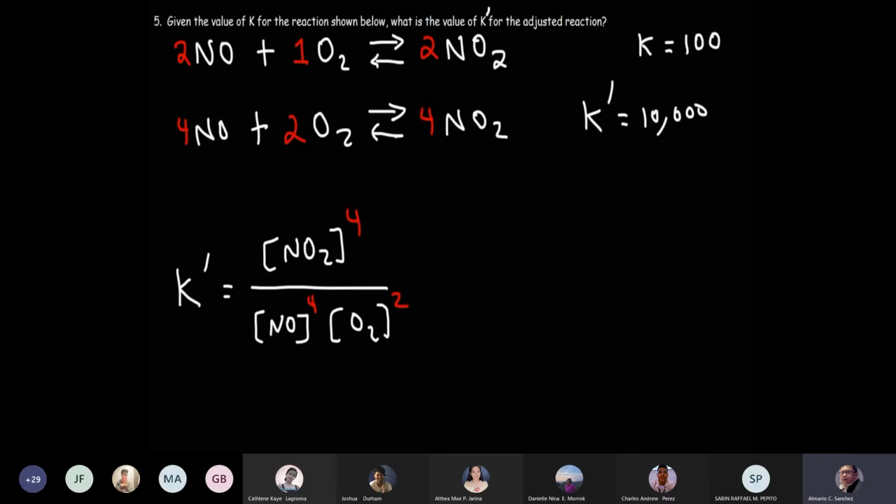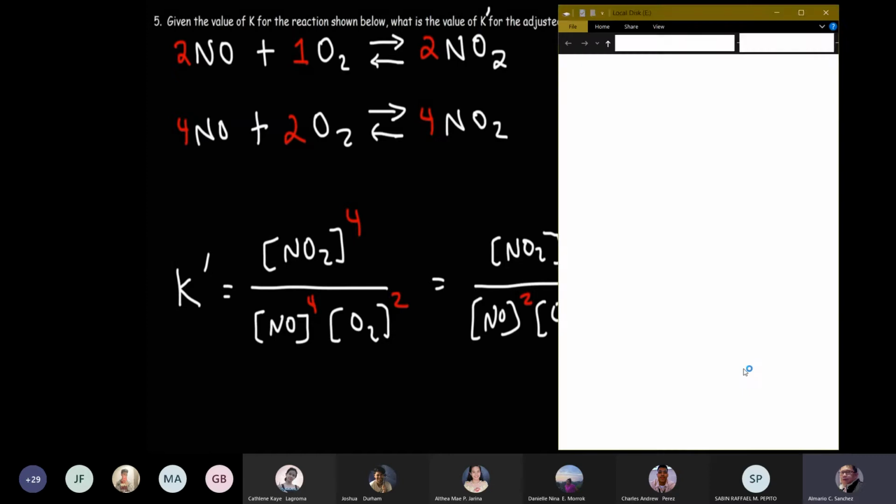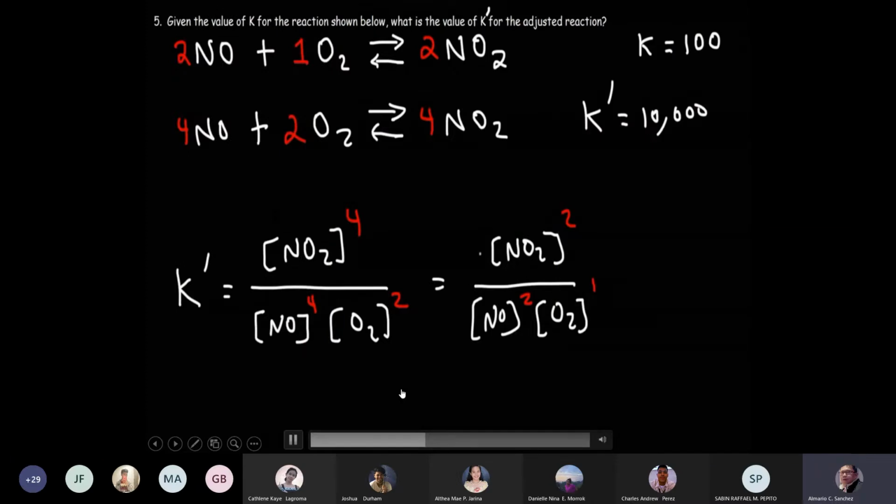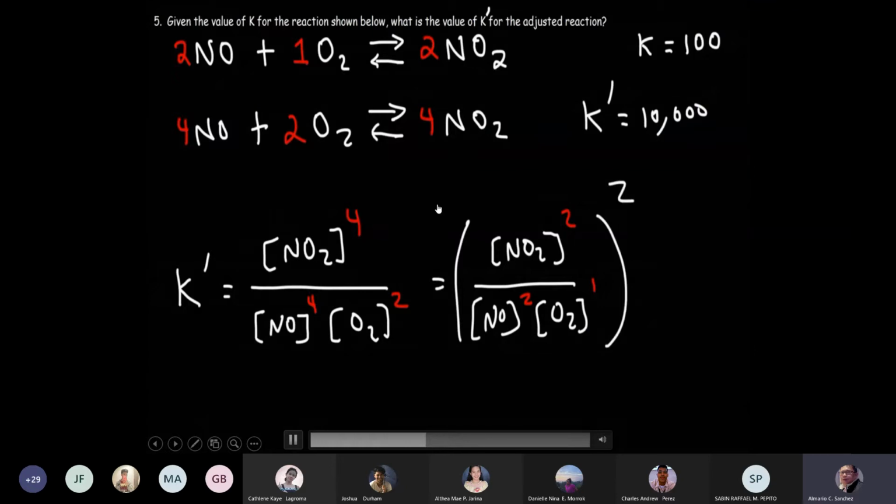So what we're going to do is factor out a 2 from every exponent. If we do that, if we factor out a 2 from 4, this becomes 2. This also becomes 2. And if we factor out 2 from 2, that becomes 1. Now this whole thing is going to be raised to the second power since we factored out a 2.